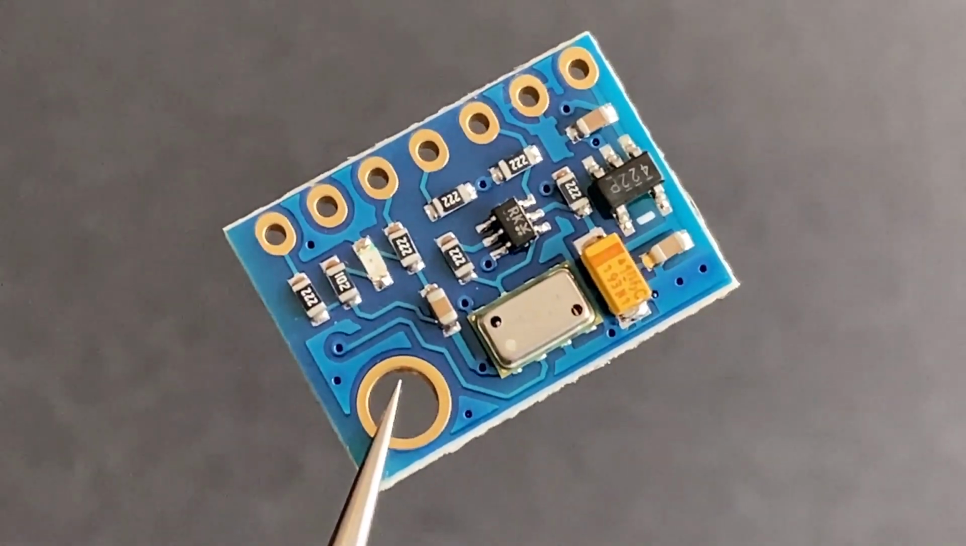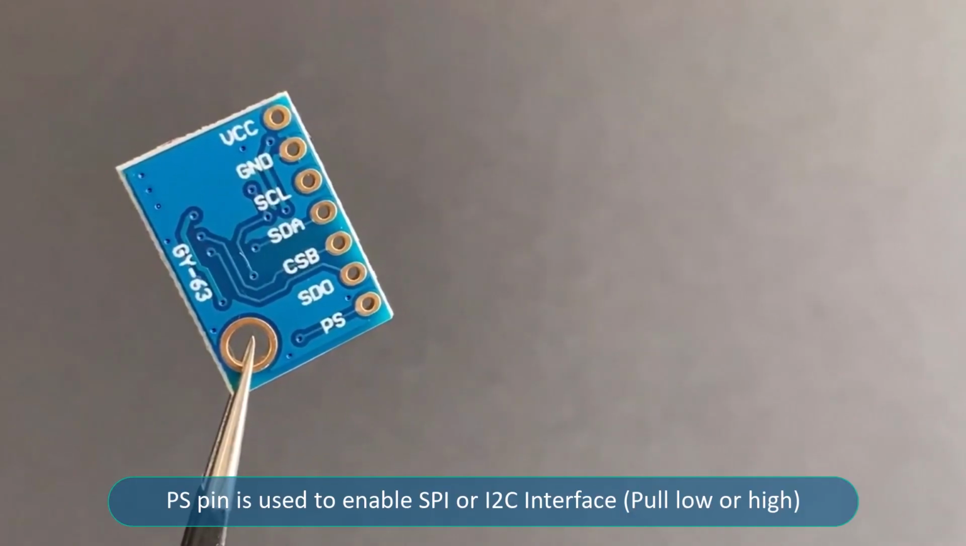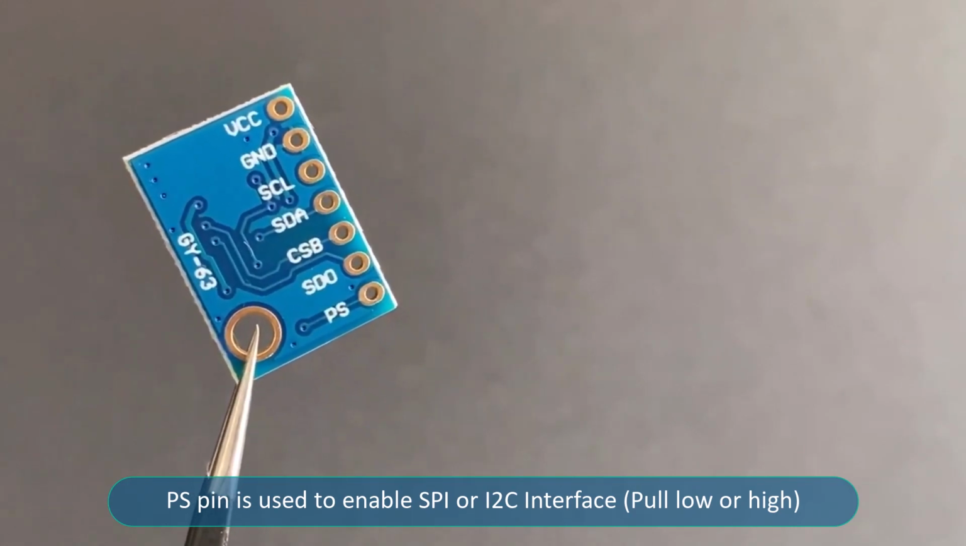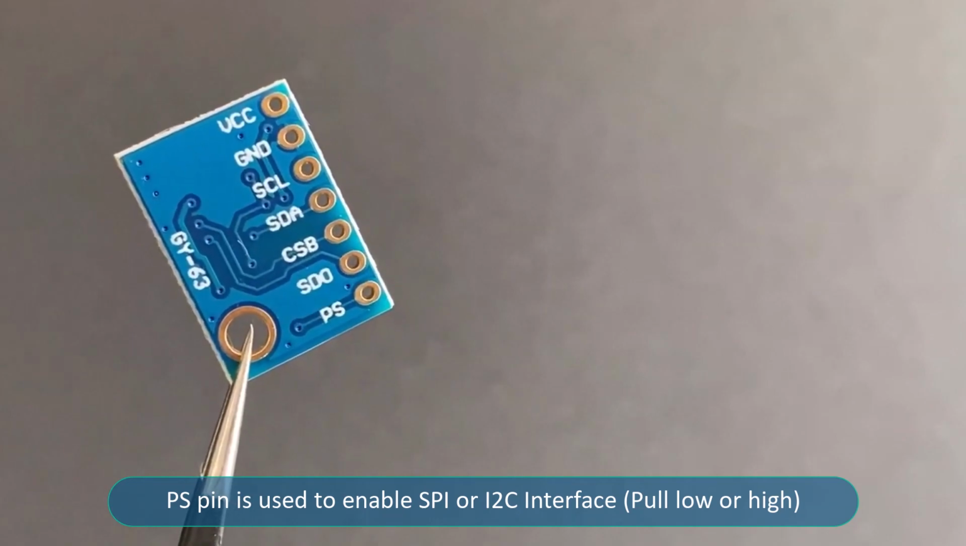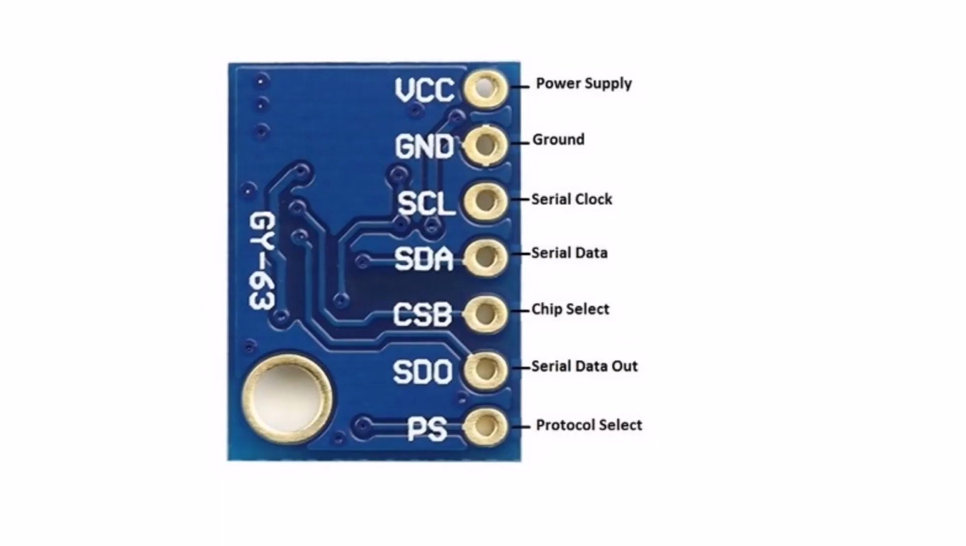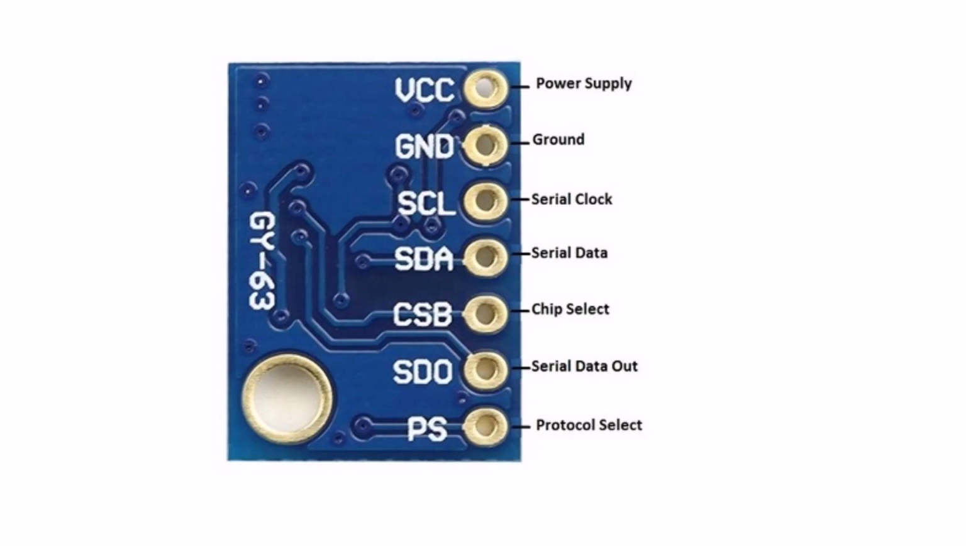The MS5611 communicates via either I2C or SPI bus. A pin called PS is available on the sensor board. If the PS pin is pulled low, then the SPI interface is enabled. Pulling PS high selects the I2C interface. By default, the I2C interface is available. The MS5611 module has a total of 7 pins, which includes power pins, SPI pins, I2C pins and selection pins. To enable and use the SPI interface, we need to connect PS, that is the protocol select pin, to the ground.